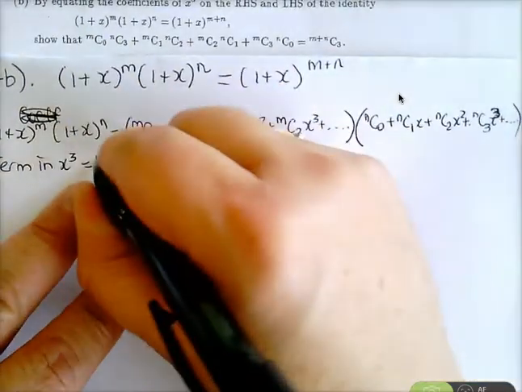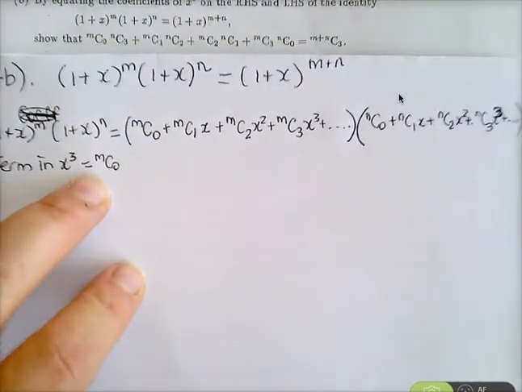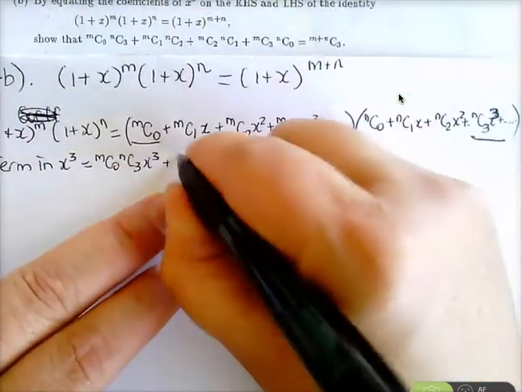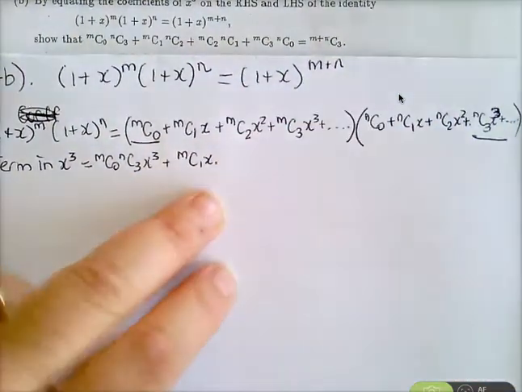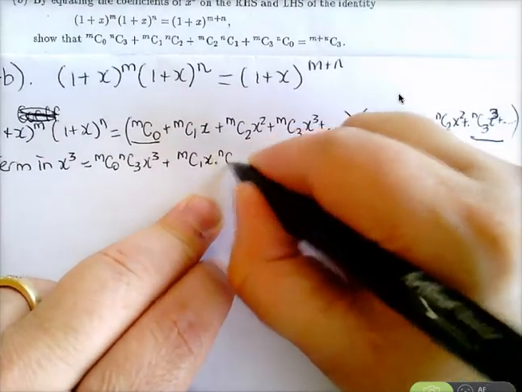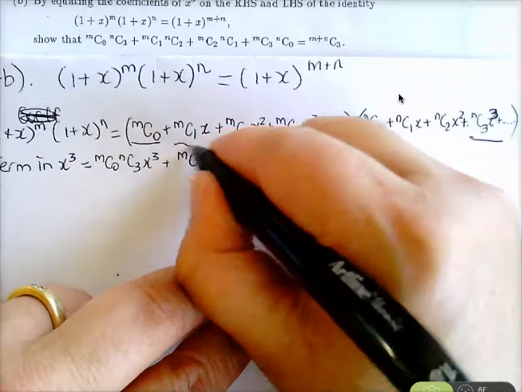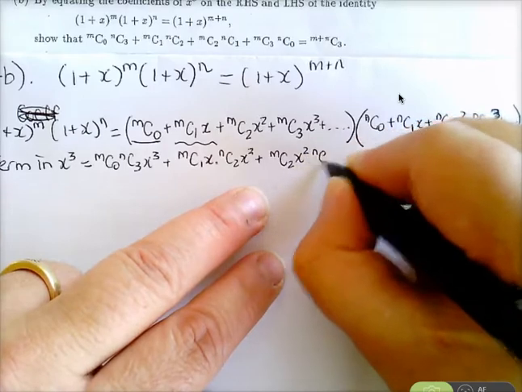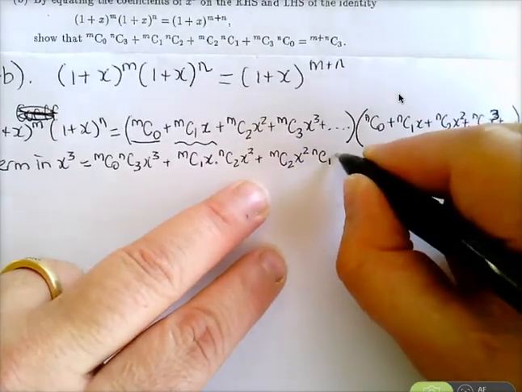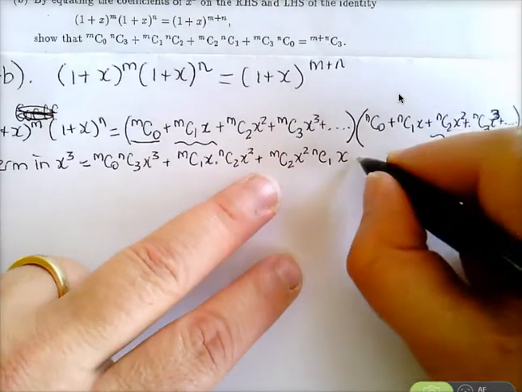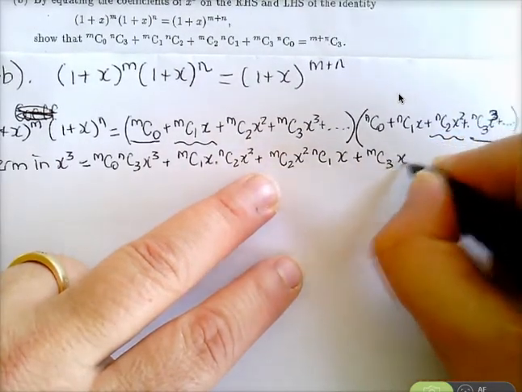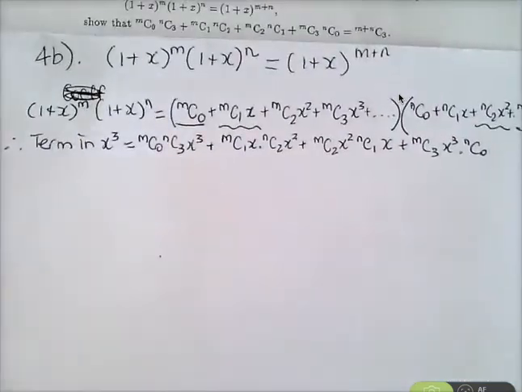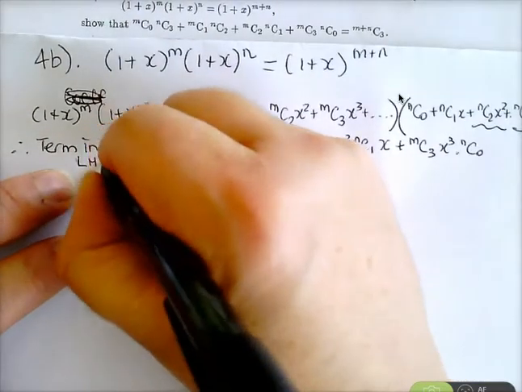So the terms in x cubed will be mc0 times which one? Yeah, times nc3 x cubed plus, so I'll underline those two, plus mc1 x times nc2 x squared plus, so that's those two, plus mc2 x squared times nc1 x, are we good? So those two together, plus mc3 x cubed times nc0. That's your term in x cubed for the left-hand side.